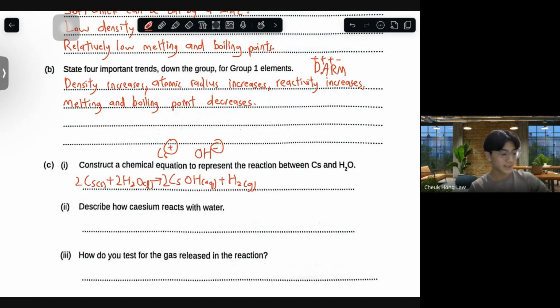Okay, describe how cesium reacts with water. So down the group, the elements get more and more reactive, right? So of course it will react with water very violently and very explosively. Okay.